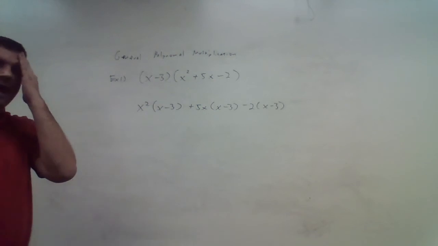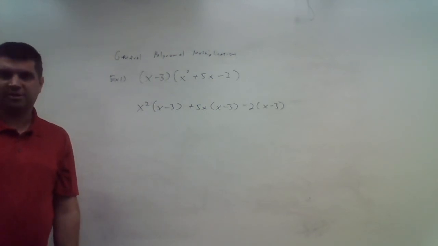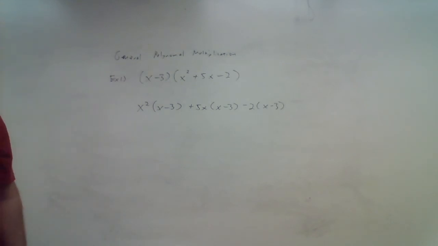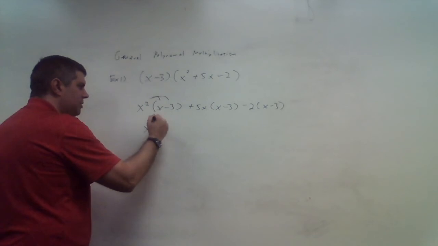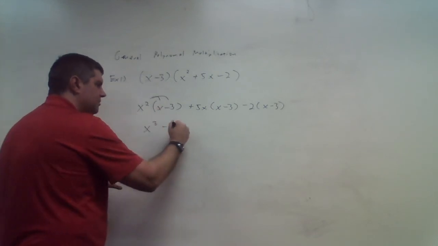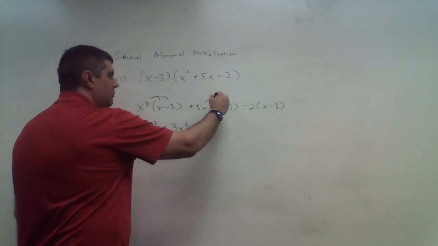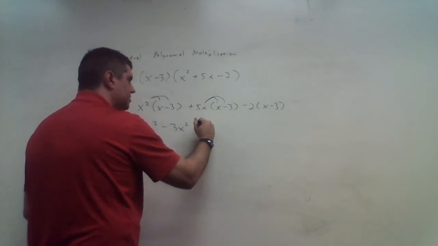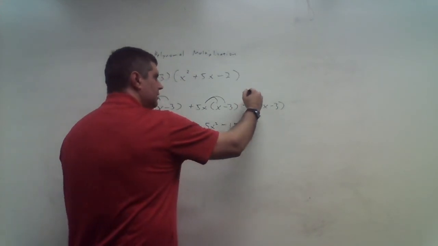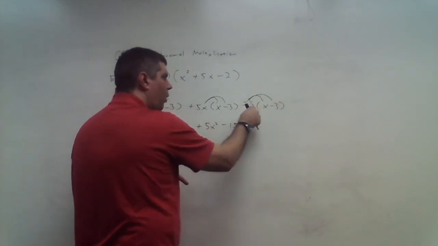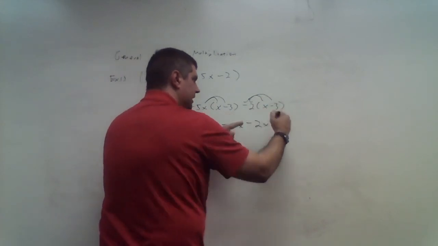The reason I do it that way is because whenever I'm done multiplying, the like terms are right next to each other. Okay? So, distribute. x squared times x is x cubed. x squared times minus 3 is minus 3x squared. Multiply, multiply. That's going to be 5x squared. That's going to be minus 15x. Okay, the whole negative 2 gets distributed. So that's negative 2x and then plus 6.